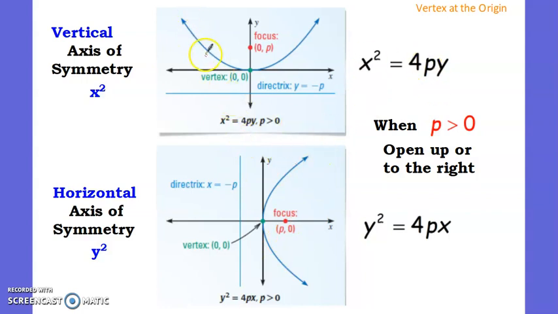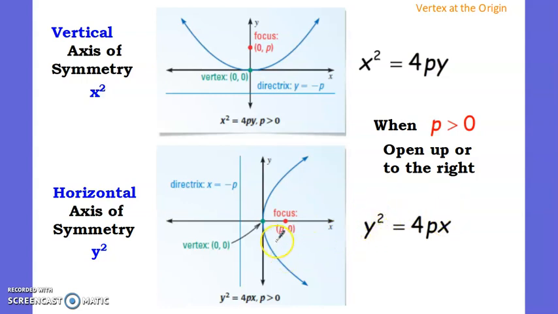If your parabola is opening upward, or downward for that matter, up or down, we say that it has a vertical axis of symmetry. Our equation is going to be x squared equals 4py. Again, that's if the vertex is at the origin. If the vertex is at the origin and you're opening to the right or left, we're going to be y squared equals 4px. So we're just switching those variables.